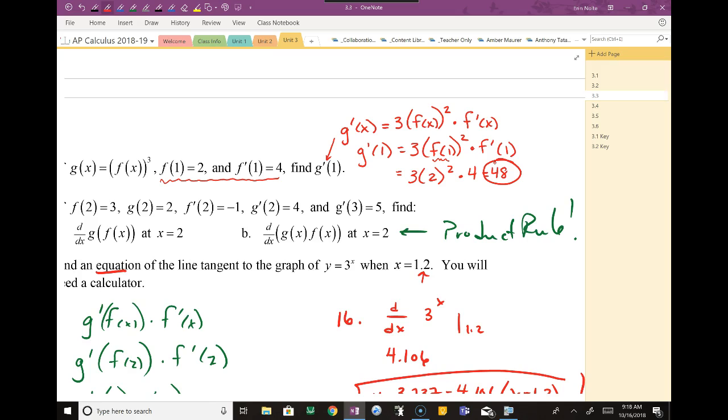Okay, you guys have the rest of class to work on this assignment. If you get stuck, let me know so I can help.